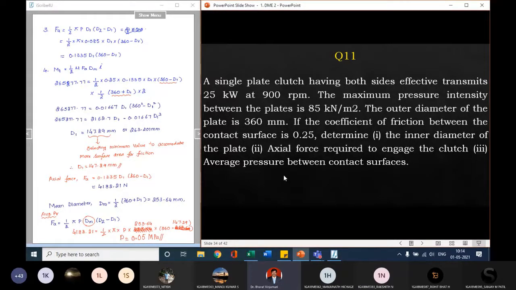All the questions we are solving right now are from external papers, each for 10 marks, 20 marks. From Monday there will be one more topic, cone clutches. Once cone clutches is completed, we'll try to stop it.